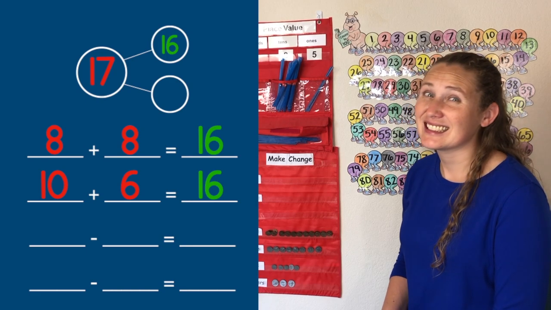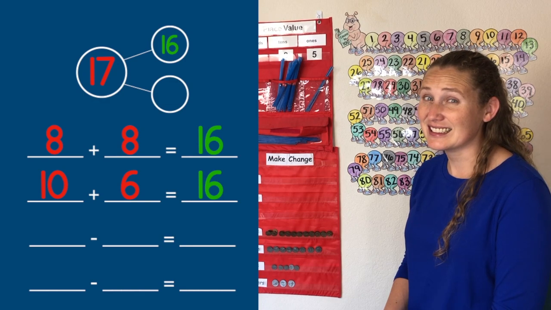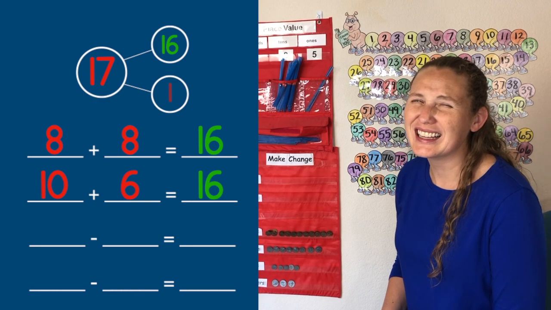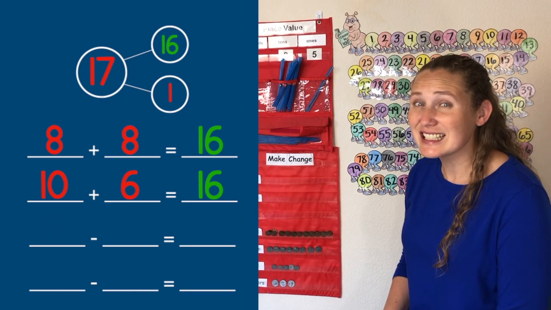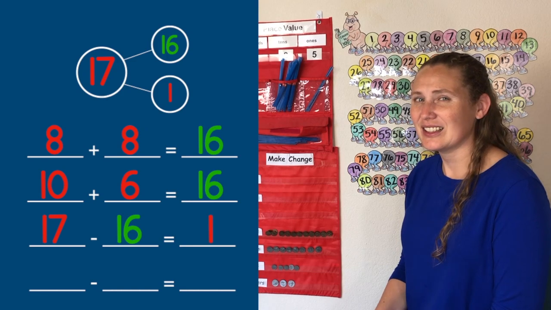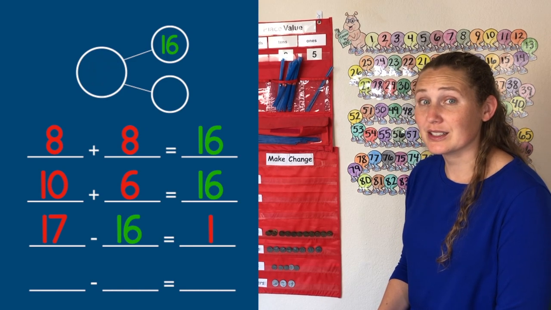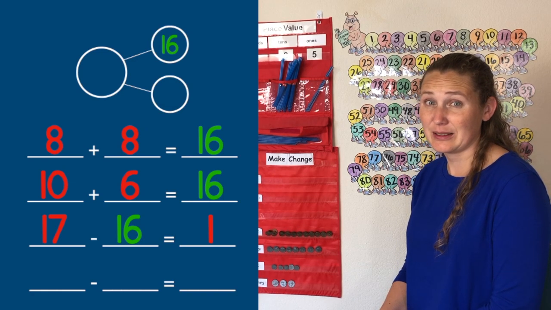17. 17 minus 16 is 1. 1 goes in the small circle because 16 is just 1 less than 17. What else could we put in the big circle? Another number that's bigger than 16.